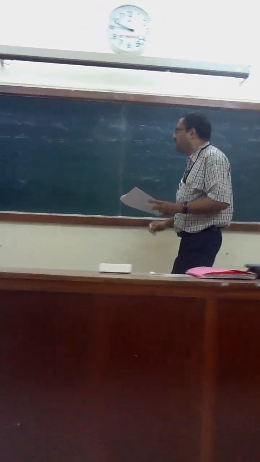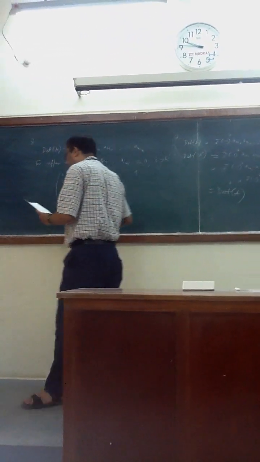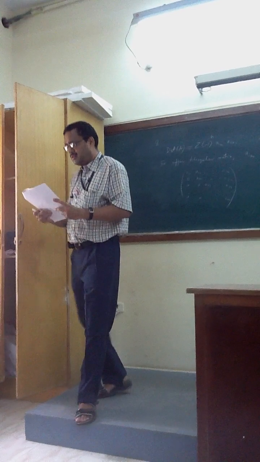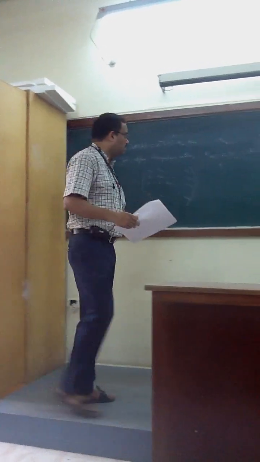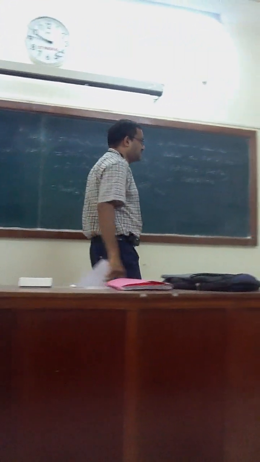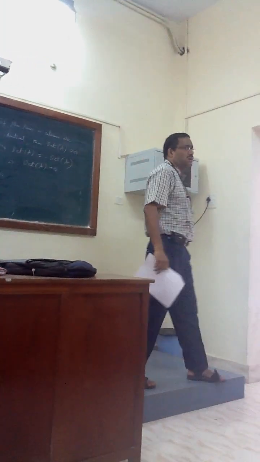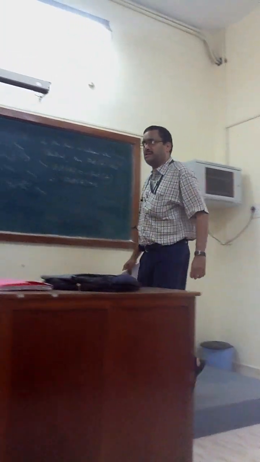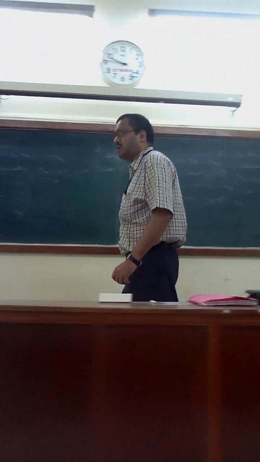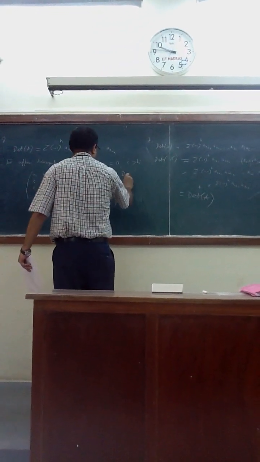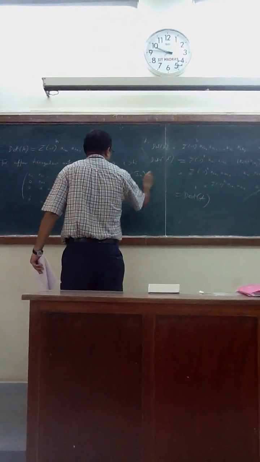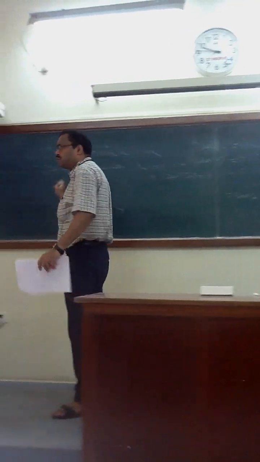Last, property number 9. For the identity matrix, the determinant is 1, which is very straightforward. For the identity matrix, show that the determinant is 1. So the determinant of the identity matrix of order n is 1, which can be proved from property number 8.